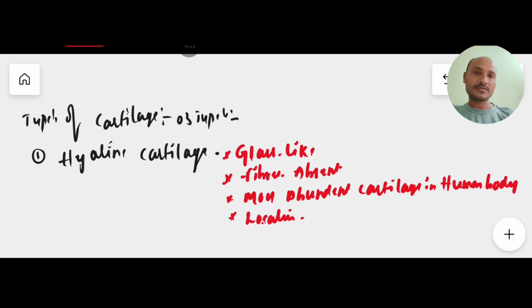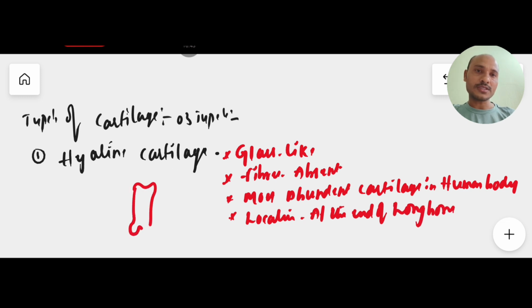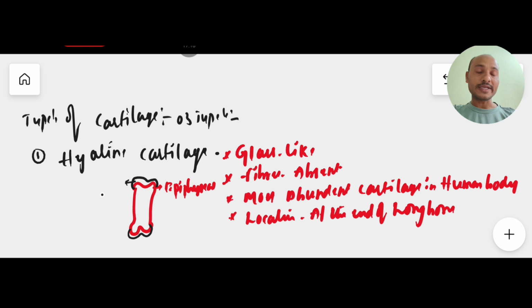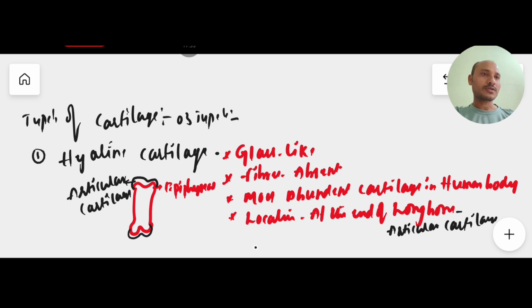Generally, this cartilage is located in several places, like at the end of a long bone. For example, we have a long bone like this, and the end of the long bone is called the epiphysis. Around the epiphyseal plate, we have one type of specialized cartilage, present at the end of the long bone. This type of cartilage is called articular cartilage, and it is a type of hyaline cartilage.